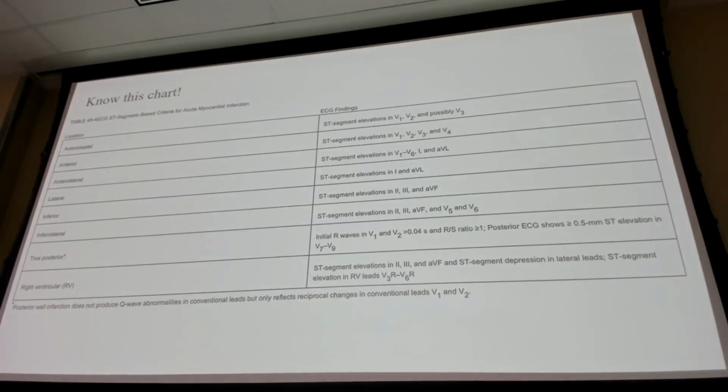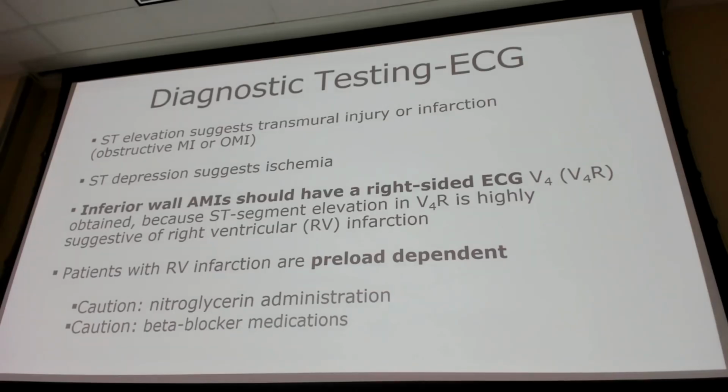But here's our chart, which we already covered, different way to look at it. And it's just looking at which leads are going to show ST segment elevation on the EKG, and which one it's associated with, or whether it's inferior versus lateral. So we won't beat the dead horse.